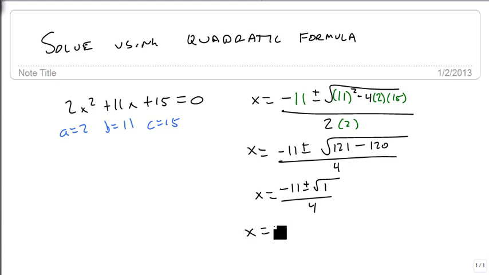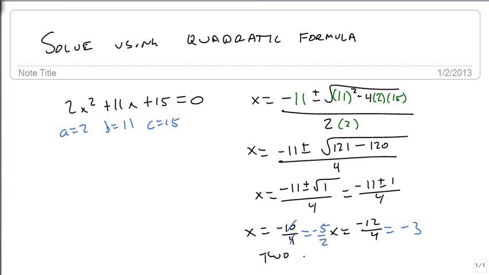So we get 2 answers, minus 11 plus 1, which is minus 10 over 4, and minus 11 minus 1, which is minus 12 over 4. And of course, we want to reduce our fractions to get our answers as minus 5/2 and minus 3. It's really important to recognize that we have 2 rational answers. And when we have 2 rational answers, that means that we could have factored using synthetic factoring to find our answer as well.